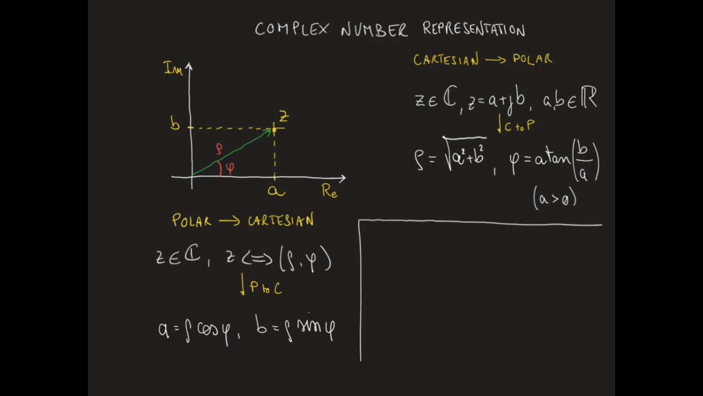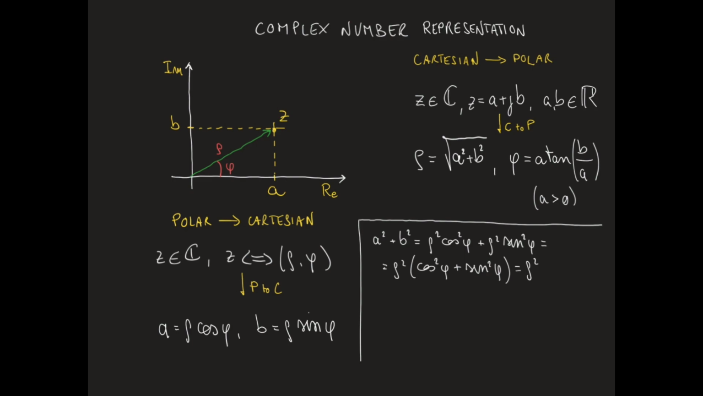Note that based on the latter expressions for a and b, a squared plus b squared is equal to rho squared the cosine squared of phi plus rho squared the sine squared of phi, or rho squared times the cosine squared of phi plus the sine squared of phi. Of course, the cosine squared of phi plus the sine squared of phi is equal to 1, which leads to rho squared.